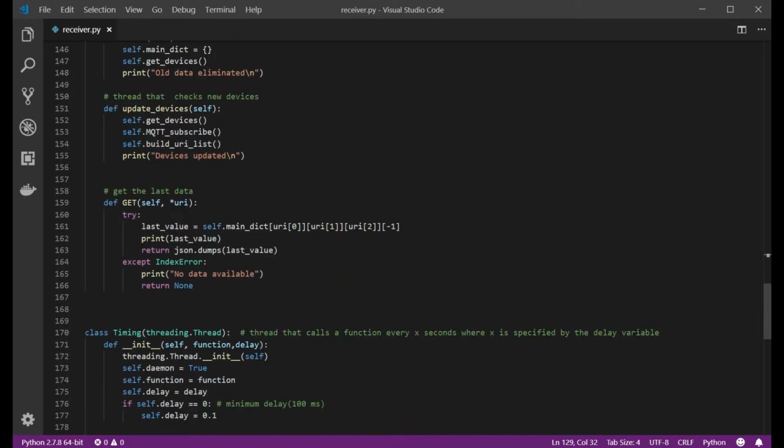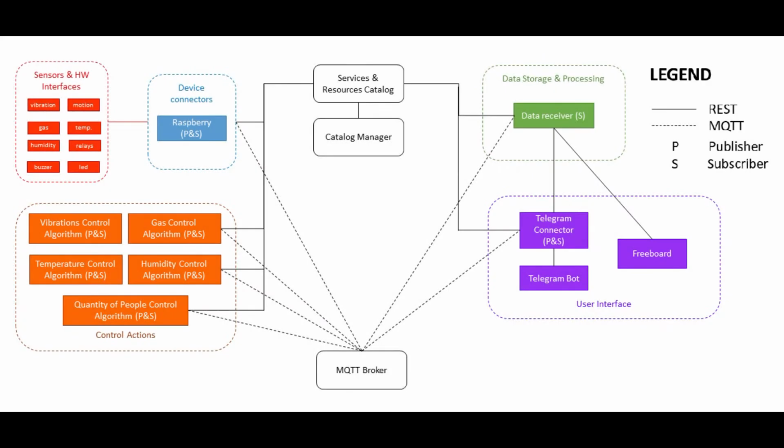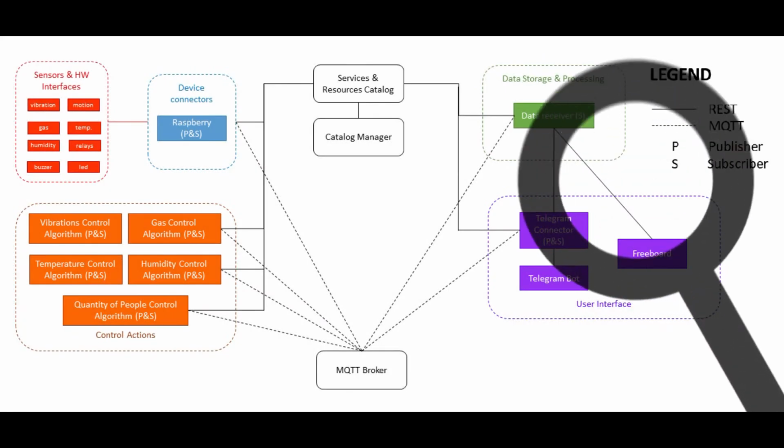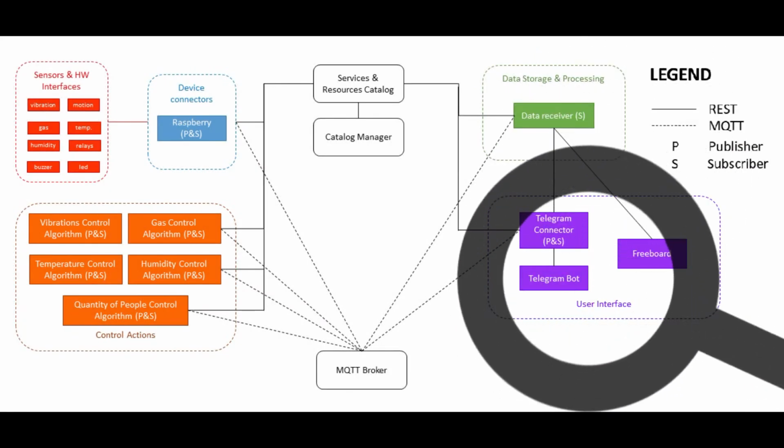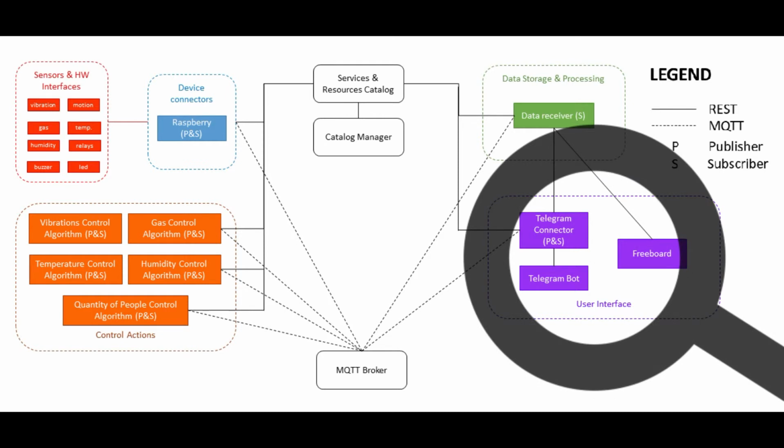The data receiver exposes a get method, through which it is possible to extract the last data of a certain device by entering the corresponding URI. This method is used by Freeboard to update its graphs and diagrams in real time. The user interfaces, such as Telegram and Freeboard, are all connected to the data receiver and will be shown during operation, together with all the other components, in the following live demonstration.